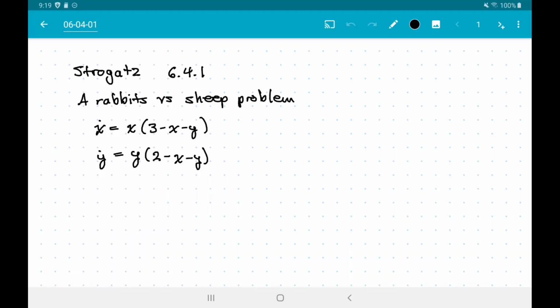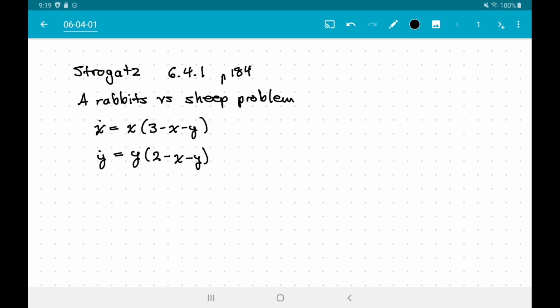In this video, I'm going to work through a rabbits versus sheep problem from Strogatz. This is problem 6.4.1. This is on page 184. I'm not going to go through the setup of this problem, but I am going to go through the phase plane analysis and show you how all of these things work.